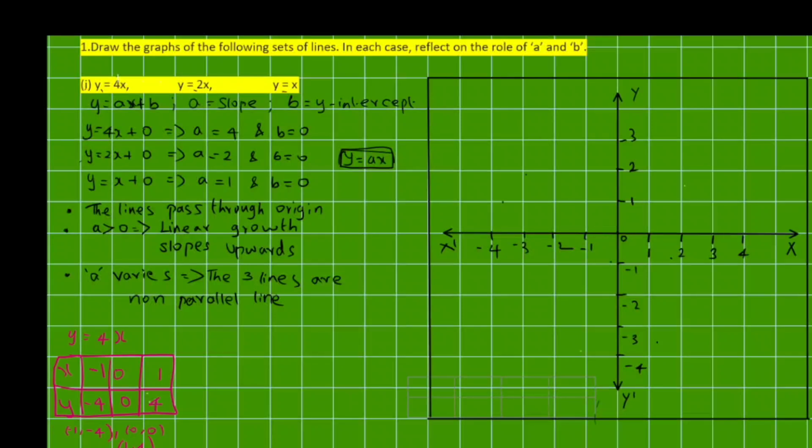Okay. Now for the first line, we have three coordinate points. -1, -4 is the first point. So on the x-axis -1 and on the y-axis -4. This is the first point, -1, -4. The second point is 0, 0. So this is 0, 0. The third point is 1, 4. So 1 and 4. 4 is here. So this is 1, 4. Now join these points with a line.